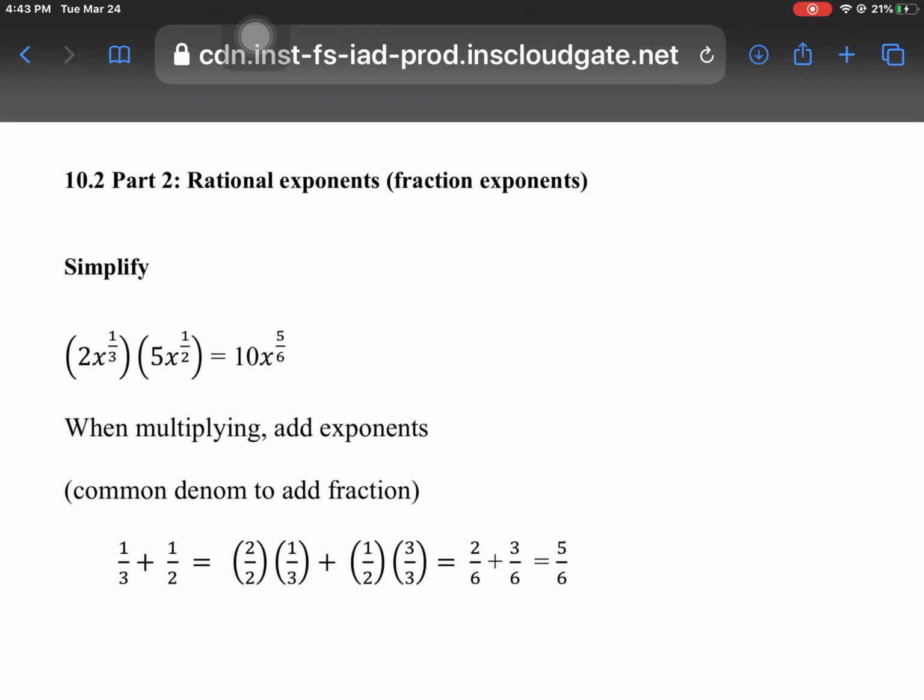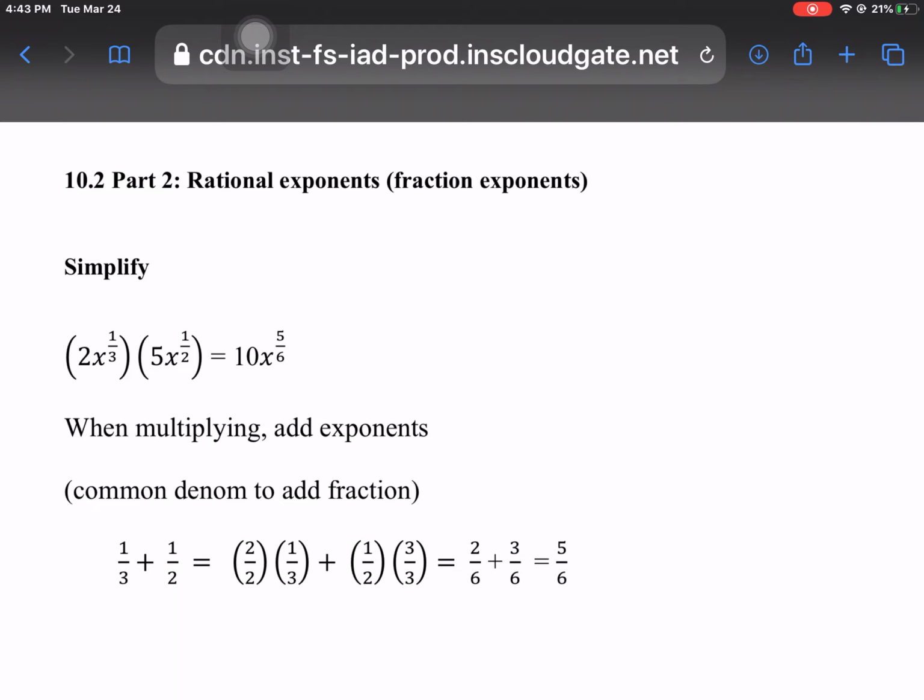This is for 10.2, Part 2, Rational Exponents. That means things that have exponents that are fractions. So, example 1, simplify, multiplying 2x to the 1/3 times 5x to the 1/2.